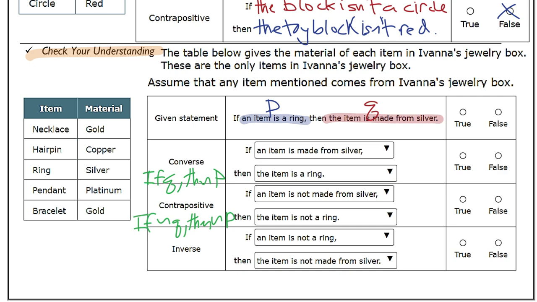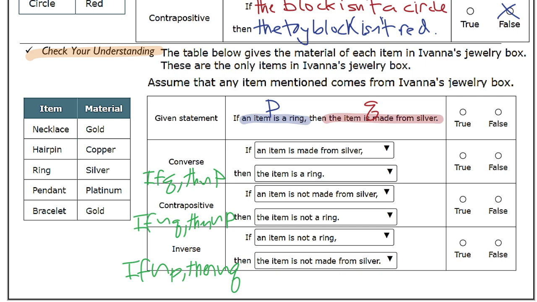And then remember the inverse is if not P, then not Q. So those are things that you should know from yesterday. So again, rewatch that video. So let's go ahead and read this.